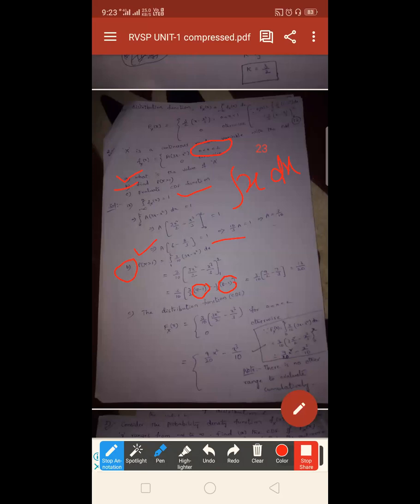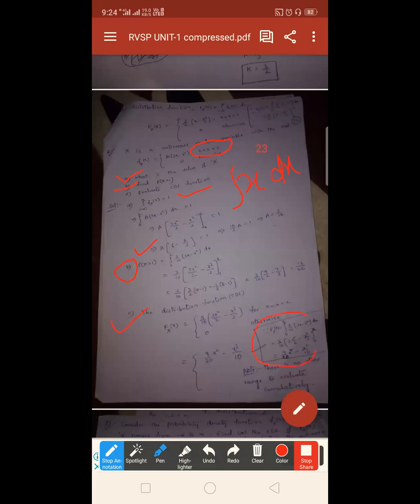Next, see the third bit. You have to evaluate the cumulative distribution function. Cumulative distribution function means capital Fx of x. How can we solve this?